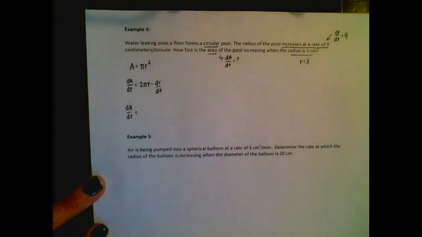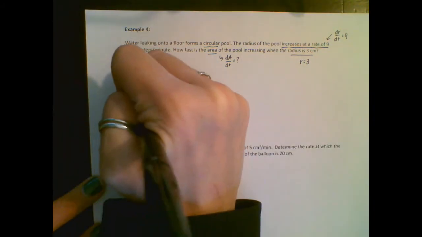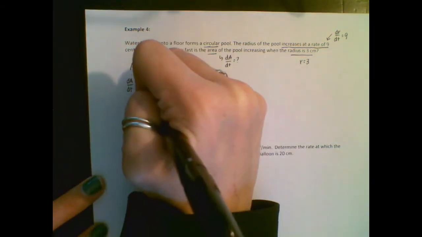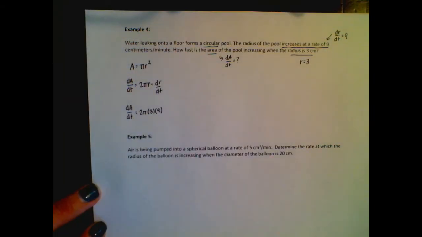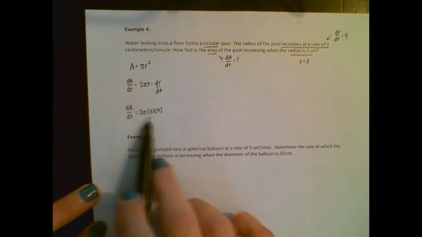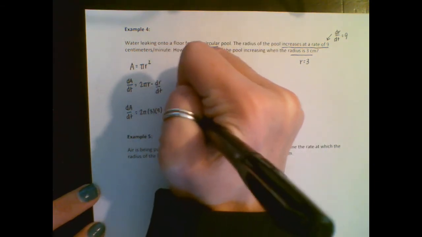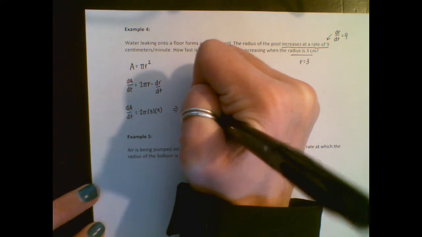And then I'm going to fill in what I have over here. So 2 times pi times the radius of 3 times the dr/dt of 9. And generally we leave these in exact form. I wouldn't make a decimal out of the pi. I'm going to write this as dA/dt is equal to 54 pi.